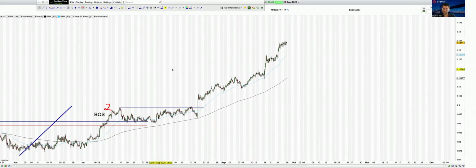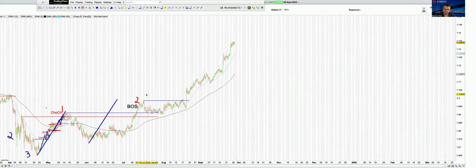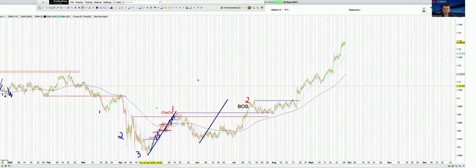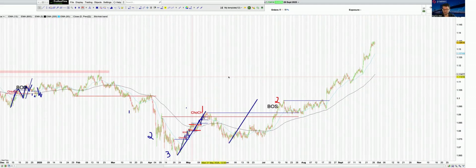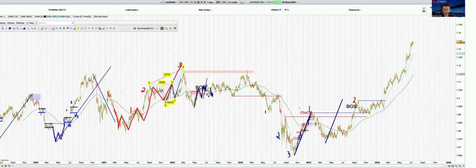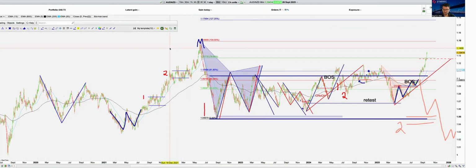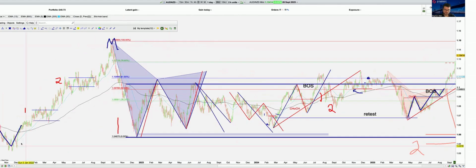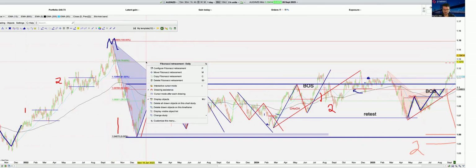AUDNZD. Pretty proud of this one. We took it long here. Where did we take it long? You have to go back and look in the chat. We took this long, basically. Now, we contextually knew we were taking a long counter trend. So if you can see this chart clearly, you can see the trend on the way up, 1, 2, 3. I initially thought this whole block was a 1.